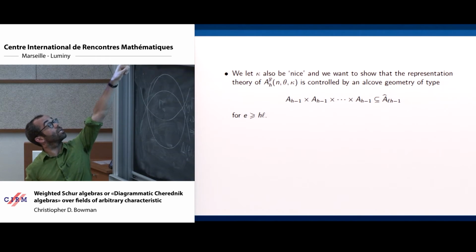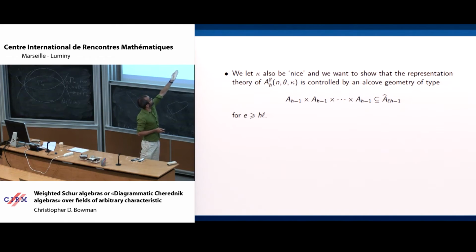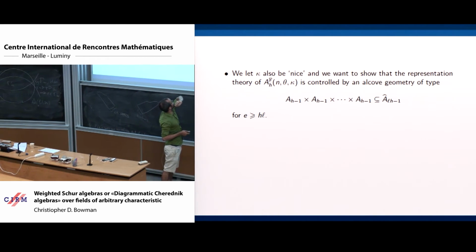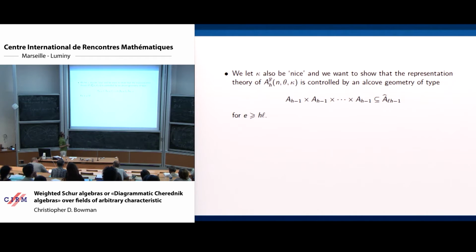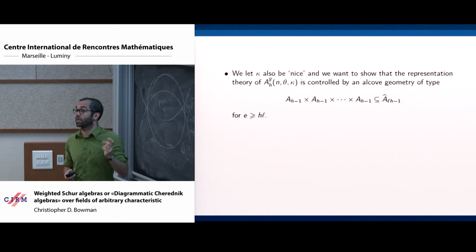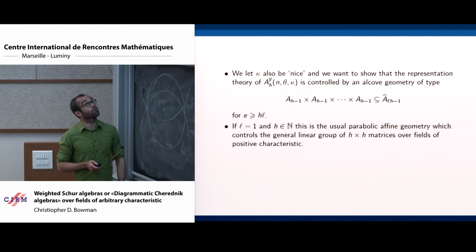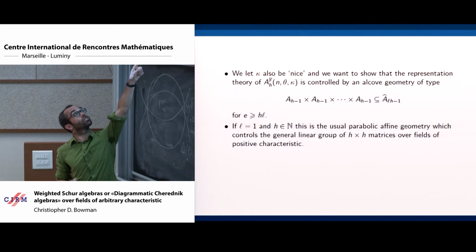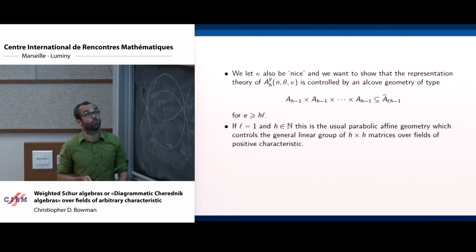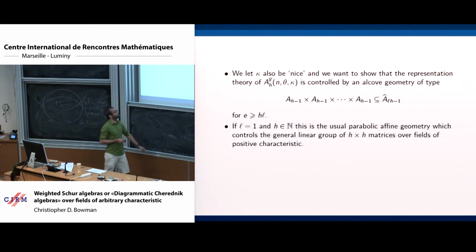So here, A_{H-1} is governing each component. So I've got L of these, L copies of A_{H-1}, and it's inside a larger affine type A Weyl group. And I'm going to do this for my quantum characteristic greater than or equal to the Coxeter number of the bigger Weyl group. So for example, if I fix L to be 1, I'm not going to get any multiplicities here. I'm just going to get one copy of A_{H-1} inside of affine A_{H-1}. And this is the parabolic geometry which controls the general linear group of H by H matrices. So it controls the classical Schur algebra and its Ringel dual.